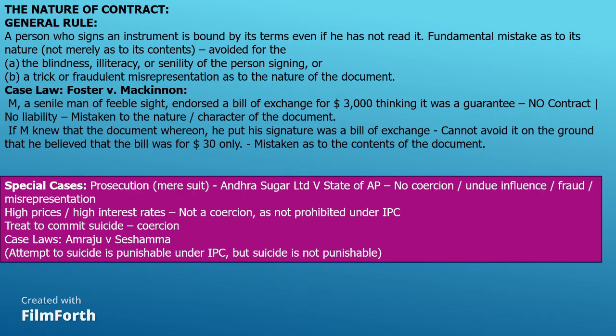Next is Section 20 and 22. Mistake. If there is a mistake of essential fact, the agreement will be void. It must be a mistake of fact and not of law, because mistake of law is no excuse. The mistake must be mutual or bilateral. Miscalculation or error of judgment will not be considered as mistake.